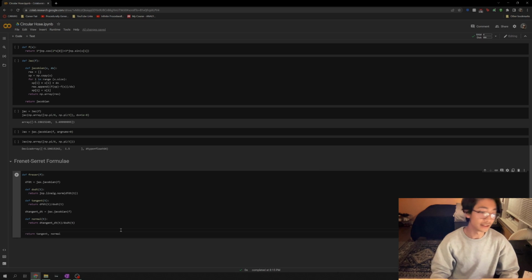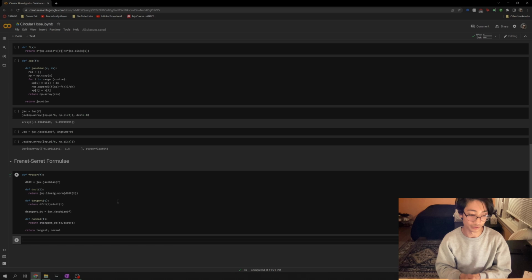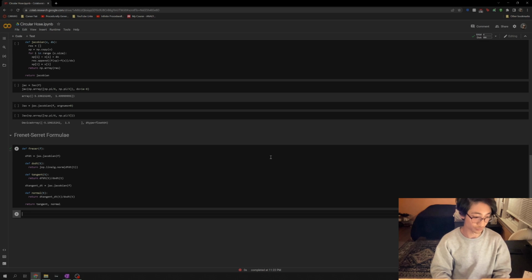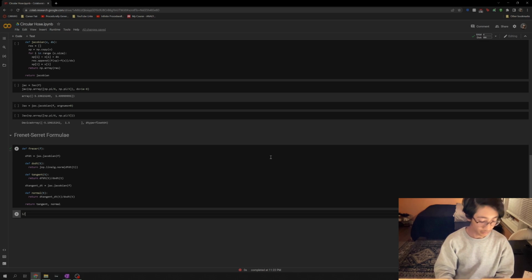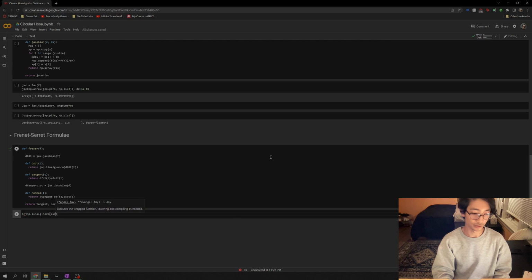Now another interesting thing about this calculation is that we can now find the curvature of our curve, which is actually simply the reciprocal of the norm of our normal vector. So simply put, it's just 1 over jnp.linalg.norm, and we would feed this our curve. Let's do it at the coordinate where time equals 0.